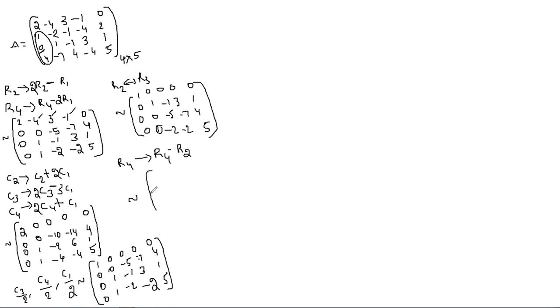So which is equivalent to simply what we can write 1, 0, 0, 0 and 0, and next R2 also has this 0, 1, minus 1, 3, 1, and next here it is 0, 0, minus 5, minus 7 and 4, and last one 0, 1 minus 1 is 0, minus 2 plus 1 that is we'll get it as minus 1, and minus 2 plus 3, so here we'll get it as 1, and next 5 minus 1 that is simply we'll get it as 4.